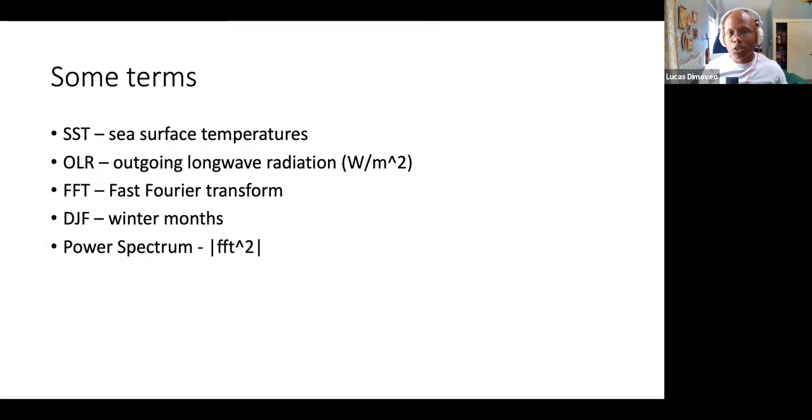FFT is the fast Fourier transform. There are a lot of cool tutorials online, but it's basically taking our physical data and turning it into Fourier space, which is like the sort of graph that you would see when working with audio, where there's power and there's hertz and that kind of stuff. DJF are the 90 days from December 1st to March 1st. And the power spectrum is basically the absolute value of our fast Fourier transform output.